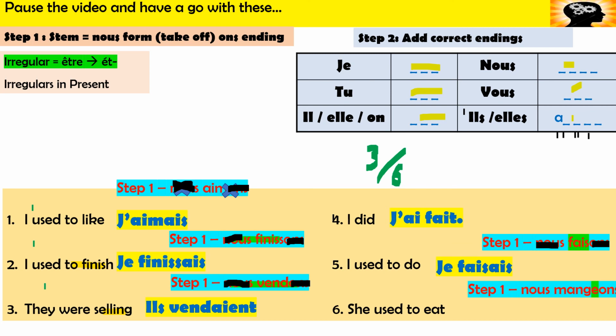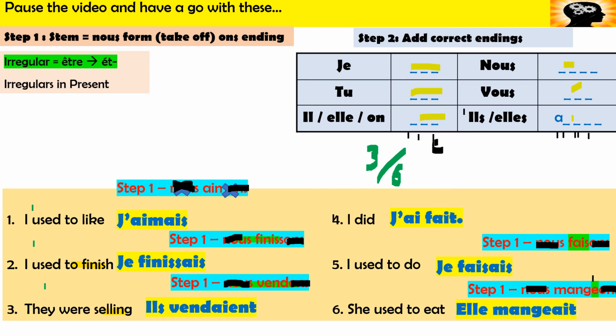And finally, she used to eat. This is one of our funny ones where we've got this extra E. Get rid of the ons. Get rid of the nous. And mange is our stem, she is elle, and then we put the verb mange, and then our ending for il, elle, on is A-I-T. So, elle mangeait is what you need.